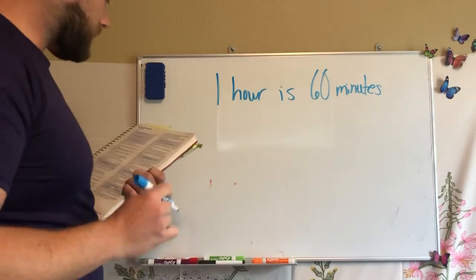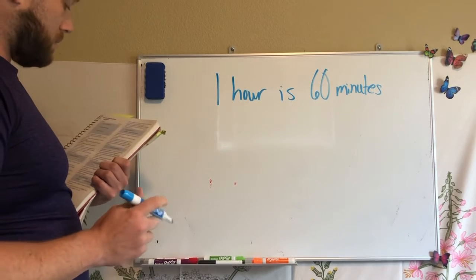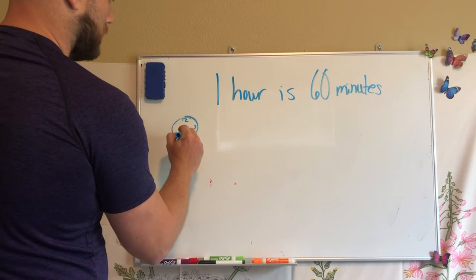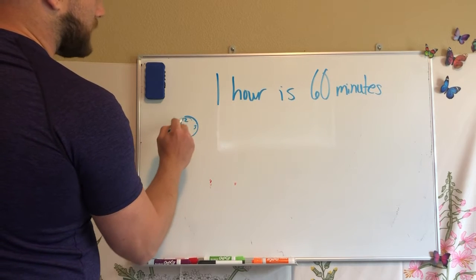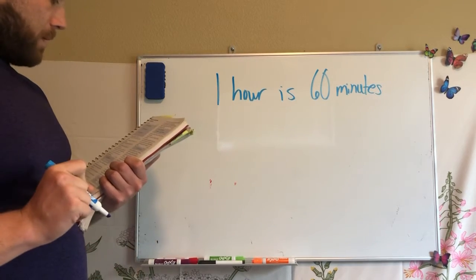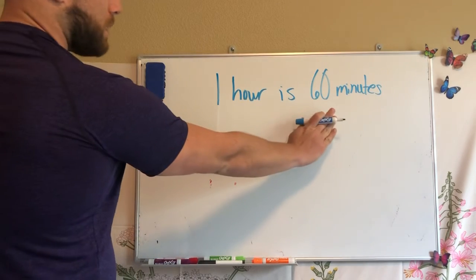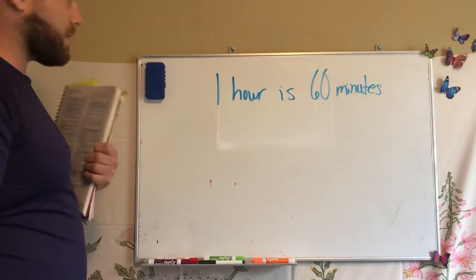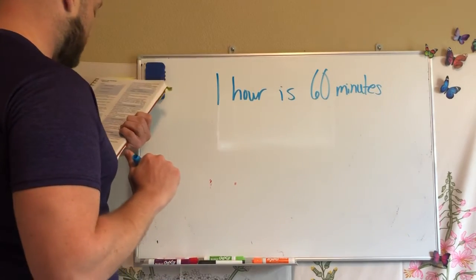One hour is 60 minutes. This is a fact. 1 hour is 60 minutes. If you have a clock, you have all your hour hands, and altogether you have 60 minutes. So, what's the number for hours right now? 1. What's the number for minutes? 60 minutes. How many times more minutes are there than hours? 60 times more, because it's only 1 hour to 60 minutes.